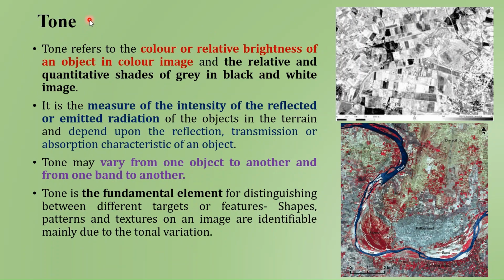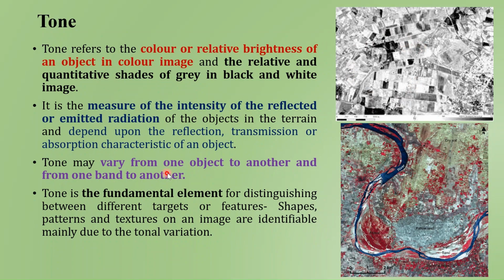The first element or the primary element of image interpretation is the tone. It refers to the color or relative brightness of the object in case of a color image, or the relative and quantitative shades of gray in a black and white image. So this tone measures the intensity of the reflected or emitted radiation of the object in the terrain, and this intensity depends upon the reflection, transmission or absorption characteristics of the objects.